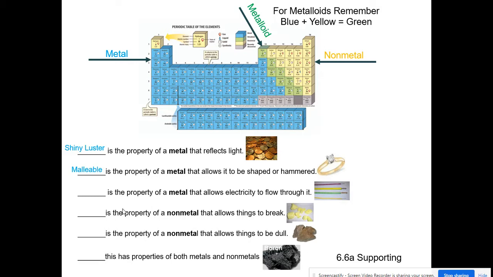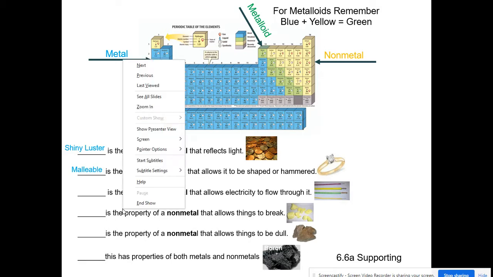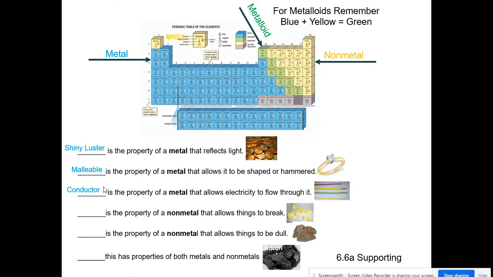Blank is a property that allows electricity to flow through it. Starts with a C. Conductivity. This is for conductors. Blank is the property of a nonmetal that allows things to break. Starts with a B. Brittle. Did you guess it? Blank is the property of a nonmetal that allows things to be dull. Dull luster. And blank has the properties of both metals and nonmetals. It's the green elements on the periodic table. Yeah, metalloids.